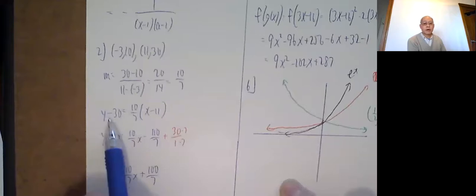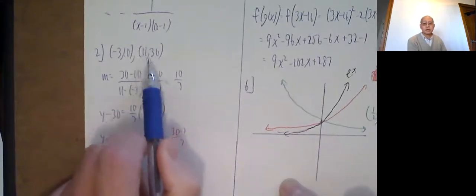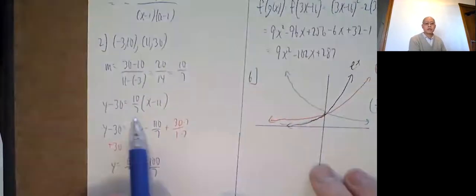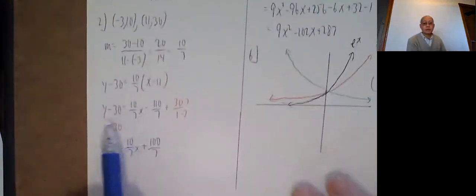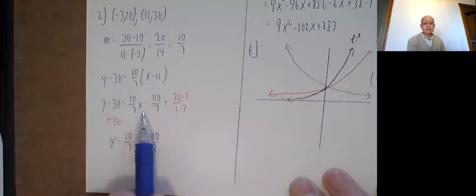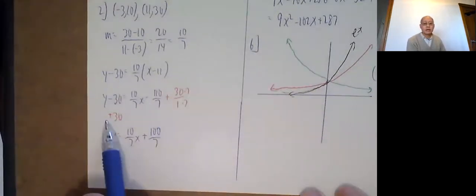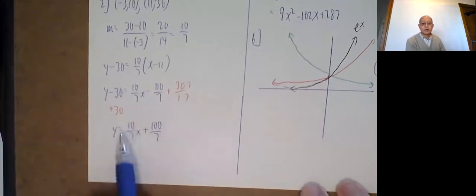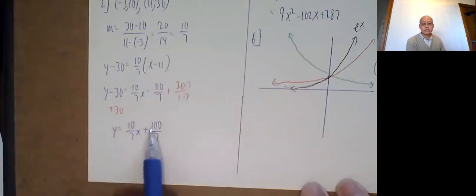Then I use the formula y minus y1 equals m times x minus x1. I decided to use this pair of points because I don't have a negative. So y minus y1, which is 30, equals m times x minus x1, which is 11. Clean it up. Y minus 30 equals 10/7 x minus that times that, 110 over 7. Add 30 over 1. Common denominator is 7. So y equals 10 over 7 x plus, this comes out to be 210, 210 minus 110 is exactly 100. So plus 100 over 7.